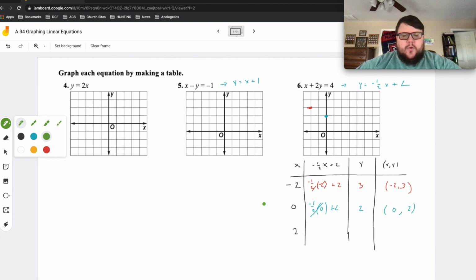And then I'm going to plug in 2. So -1/2 times 2 plus 2. -1/2 times positive 2 is -1. -1 plus 2 is 1. And so my point is 2, 1. And I have 3 points. All I really needed was 2 points, because 2 points would make the line. But 3 points just makes it more clear. So that is my line.